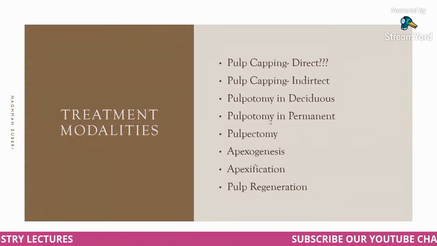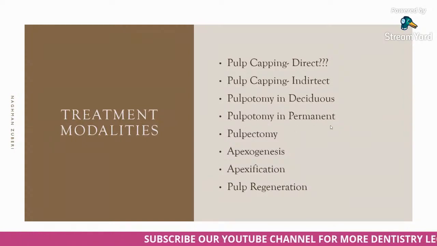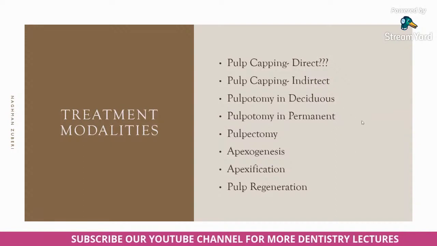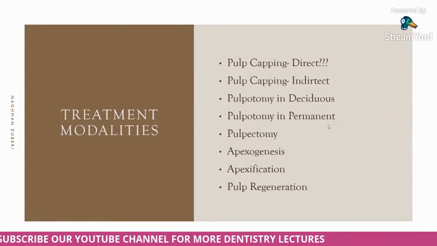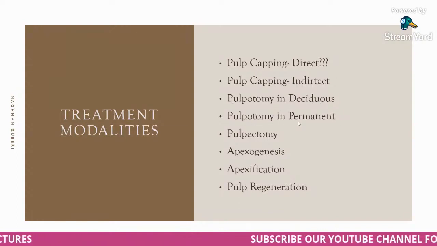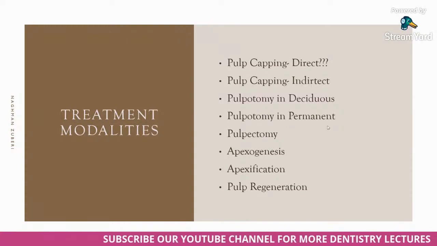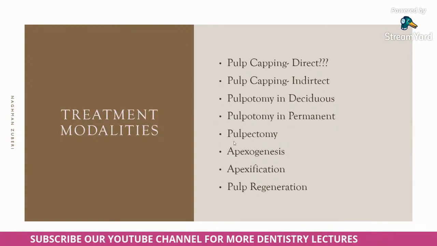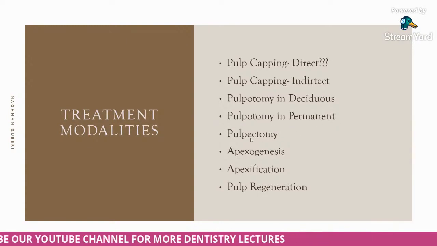Similarly, what type of pulpotomy is indicated in which type of permanent teeth? Definitely in those permanent teeth where the apices are not yet closed or the root is not yet completed. So which type of pulpotomy? The pulpotomy which we talk about for the deciduous is totally different, and the pulpotomy which we discuss for the permanent teeth with open apices is totally different. Are we going to perform the pulpectomy or not?